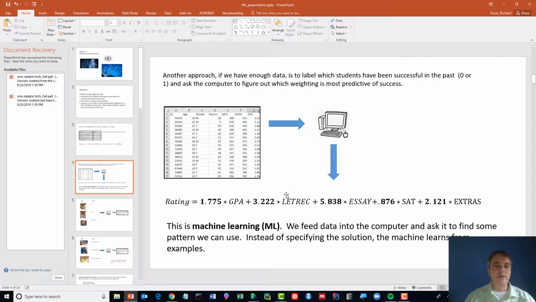to do this, we give the computer the data. We say, these were the successful students, these were not the successful students. Come up with some way of combining these attributes of each student in such a way that we will most often be correct in predicting whether they will be a successful student or not.